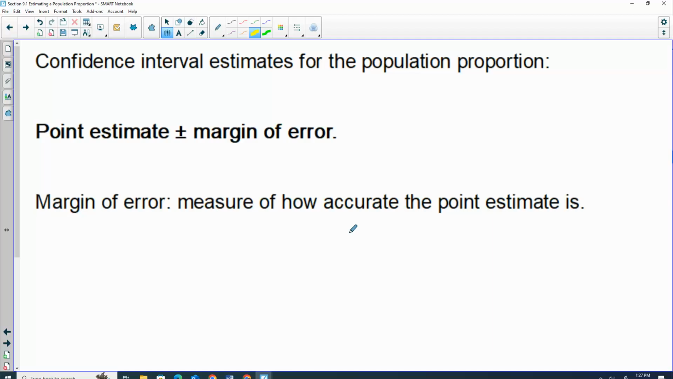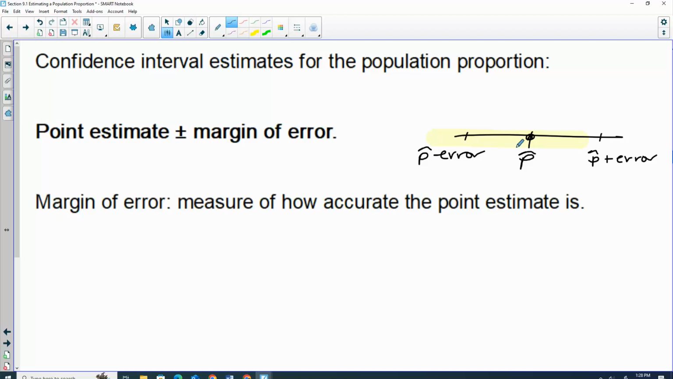This is a point estimate. That's like our p-hat. And then we'll have to add or subtract some margin of error. So it's going to be centered around our p-hat. It'll be like p-hat minus the error and p-hat plus the error. So p-hat is the center. We'll add or subtract a certain amount to get our range of values. It's like our standard deviation.